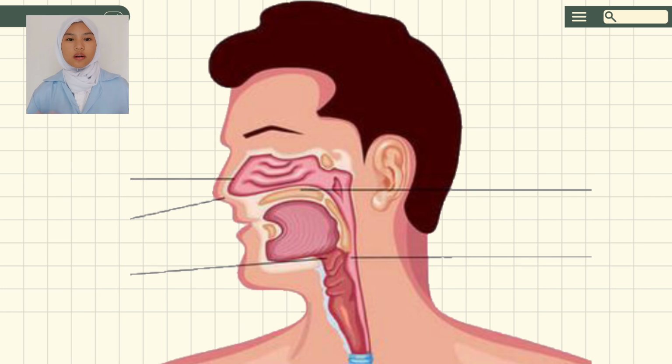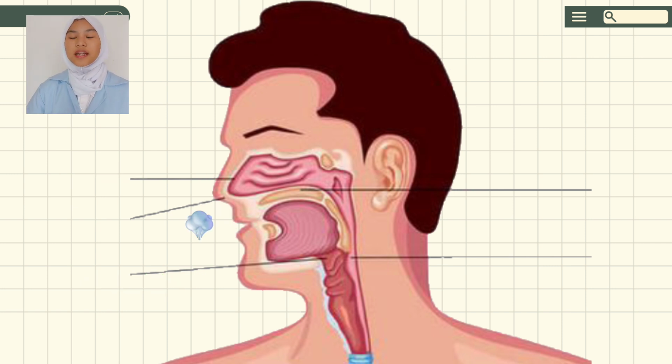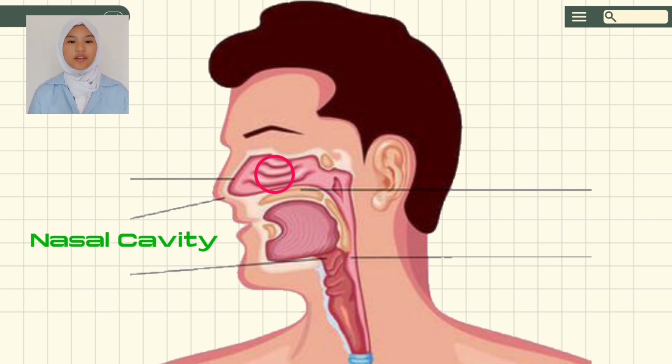So what are our respiratory organs? First we have our nose and mouth. That's where the air comes into our body. So we breathe in, and sometimes we could use our mouth to breathe in too, but usually, of course commonly, with our nose. And inside our nose we have the nasal cavity.